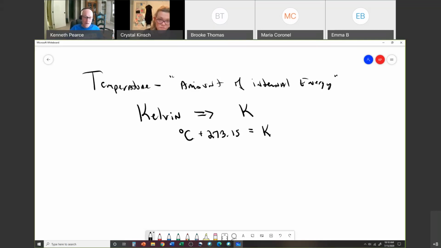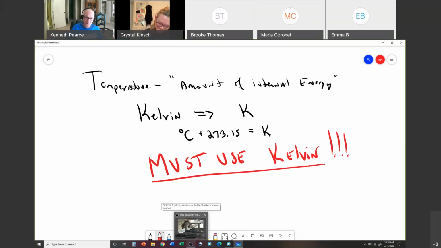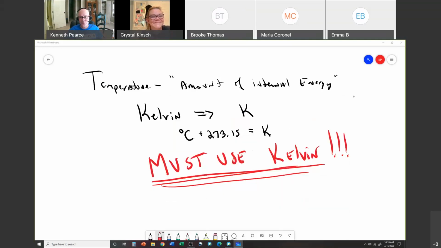All right. Now, you must use Kelvin. Now, why in the world did I write this in red with triple explanation points and underlined it 3 times? Why in the world did I do that? Why did I do that? And I'll tell you why. Because you do not want to be that person. That's why it's in red.